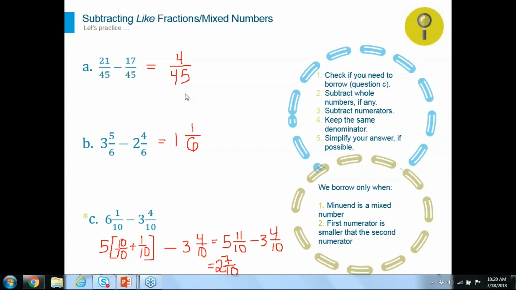Okay, Marlene is asking a good question. How did you come with a 10 over 10? Should it be 11 after borrowing from 6? Well, Marlene, we did borrow one whole from the 6. I can represent the one whole as 100 over 100, 200 over 200, 2 over 2, 3 over 3, 5 over 5. Why did I specifically choose 10?